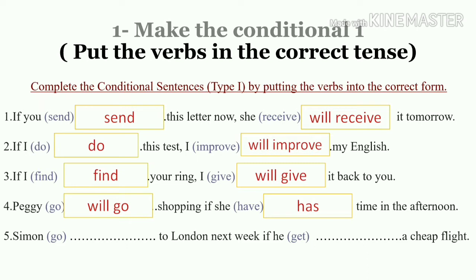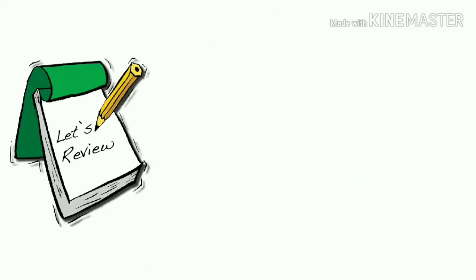We'll see another example. Simon go to London next week if he gets a cheap flight. So if plus present, the result will be in the future. So Simon will go to London next week if he gets a cheap flight. Now we're done with conditional type 1.